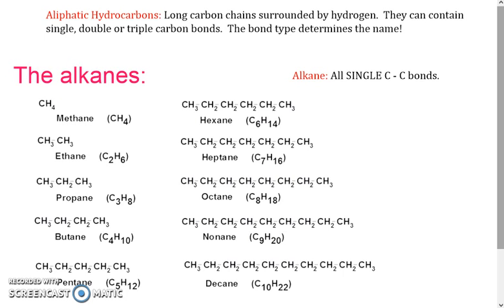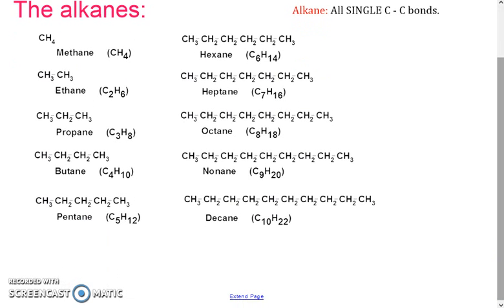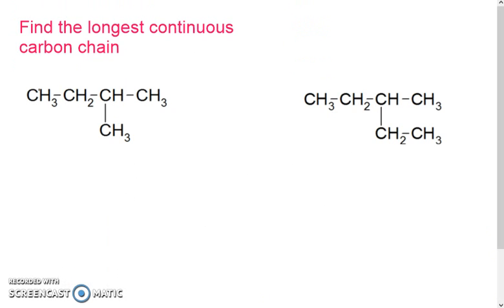Now here are our chains. We talked about this already, what they all look like. And aliphatic hydrocarbons are large carbon chains surrounded by hydrogens. They can contain single, double, or triple bonds, but we're not going to look at those double or triple bonds today.